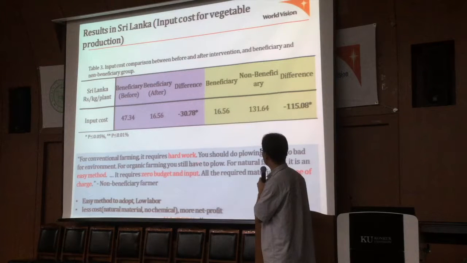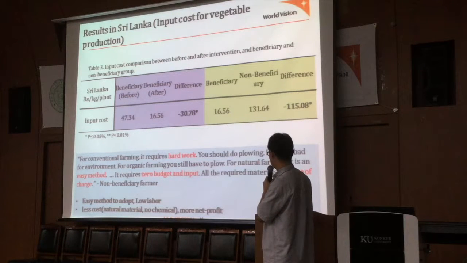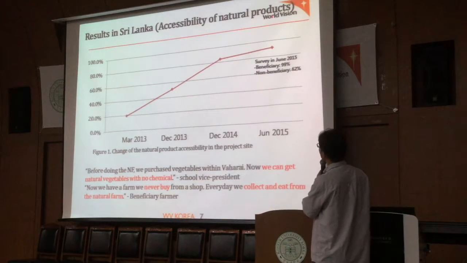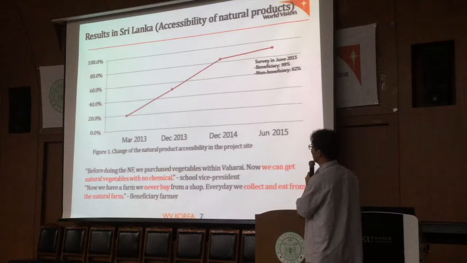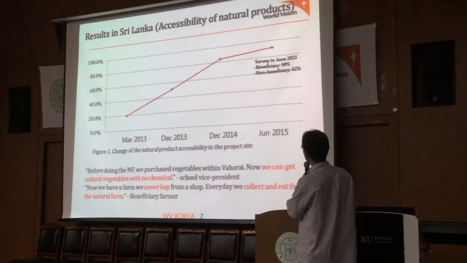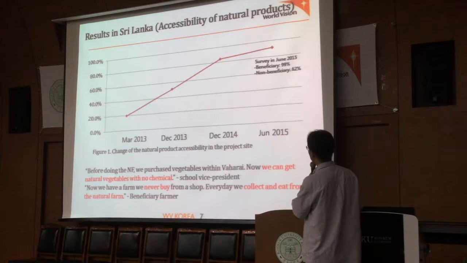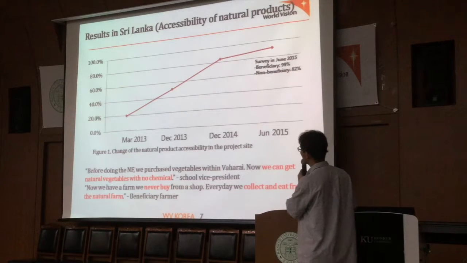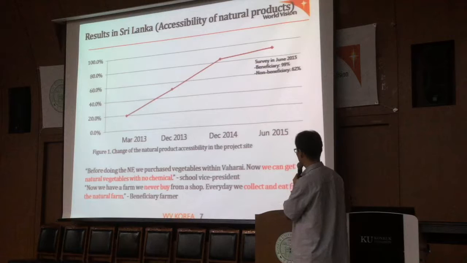This impact is the same as the other presenters. And also, this is the accessibility of the natural product in the project area. In March 2020, it was around 20%. Last year, it was almost 91%. So they improved the accessibility of natural products.